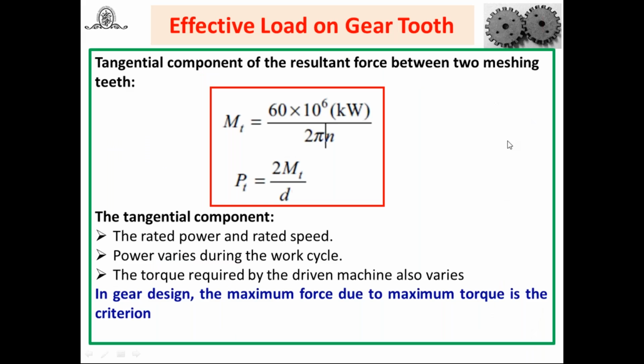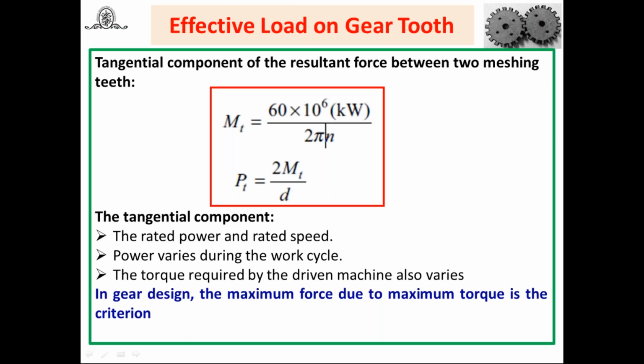Effective load on gear. You know very well that in spur gears, to transmit power, motion or torque, the tangential component plays the important role. This is the tangential component of the resultant force between two mating teeth of the gears, and it also plays an important role while calculating the effective load, or you can say we are going to take this tangential component into account.